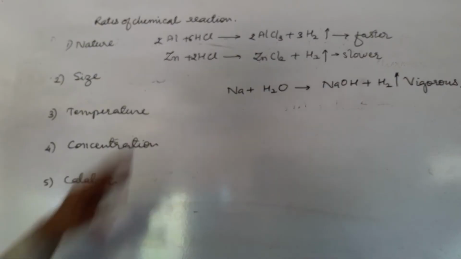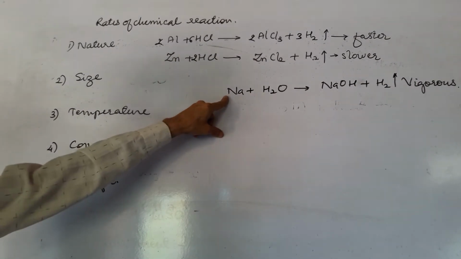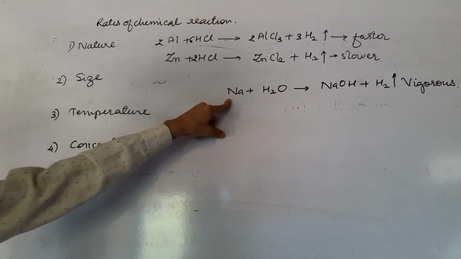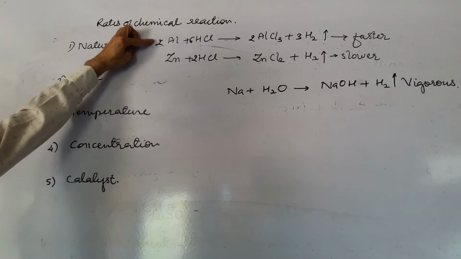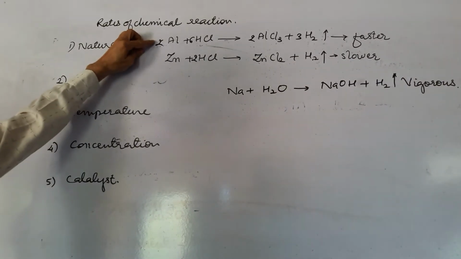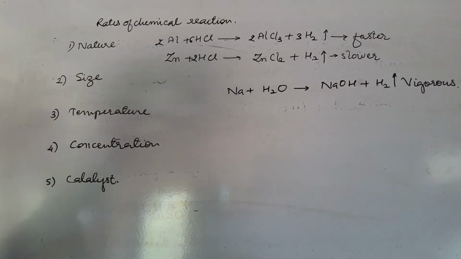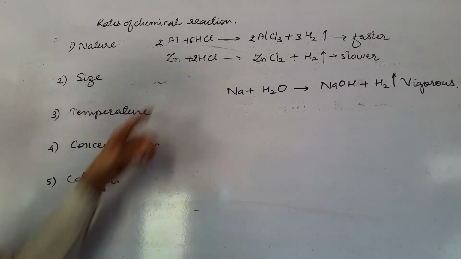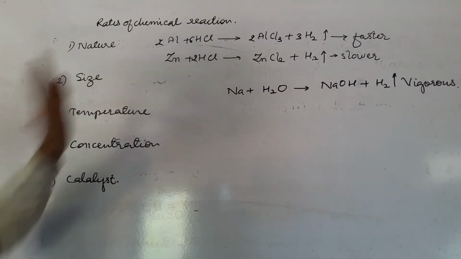So you find the rate of reaction depends on the nature of the reactants. You find sodium and potassium are very vigorous, and that's why the reaction is faster. In the case of aluminum and zinc, we find aluminum is faster than zinc, whereas magnesium is very slow. And iron with water, we find that iron gets rusted, but it takes a long time. So the rate is different for different substances, and therefore it depends on the nature of the reactants.